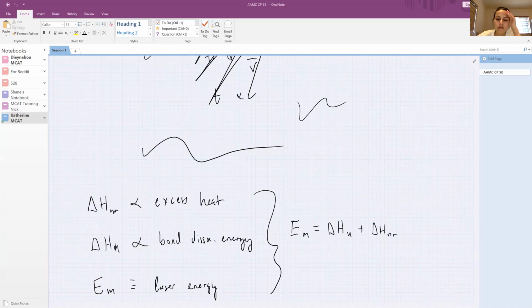Well, I don't think it's going to be EM, because EM is equal to delta HU plus delta HNR. Yeah, and EM is the energy of the laser itself. Of the actual laser, yeah. You put here that delta HNR is directly proportional to the bond dissociation energy. Oh, that's my bad handwriting. Sorry, that's a U. Oh, sorry. Yeah, it's fine.